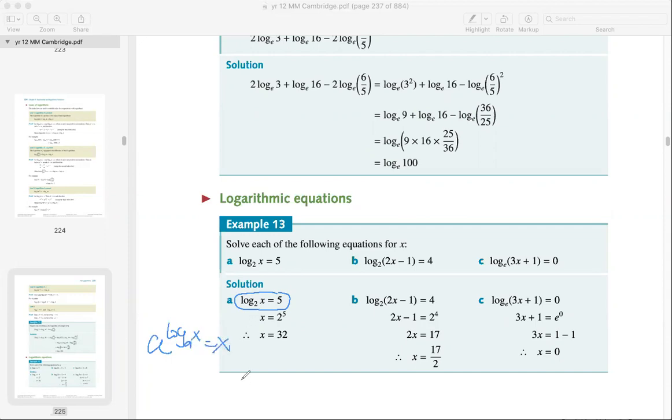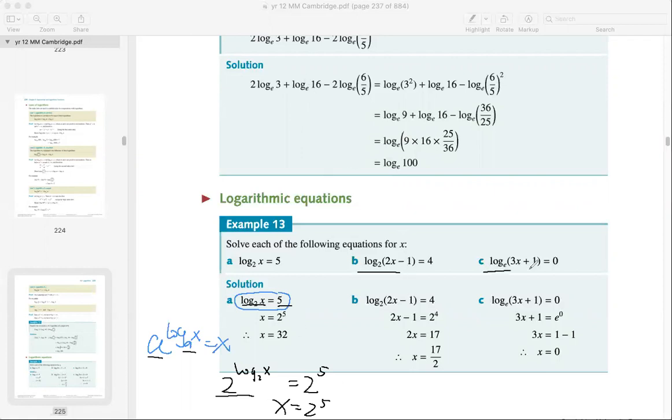By that, for both sides, we take the base 2 underneath. So this becomes 2 to the power of log_2 x equals 2 to the power of 5. According to the formula, in this case our a is 2, right? Our x remains the same, so x just equals 2 to the power of 5, done. And then it's 32.